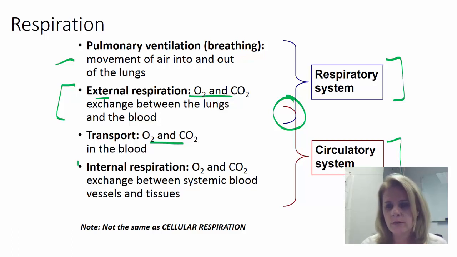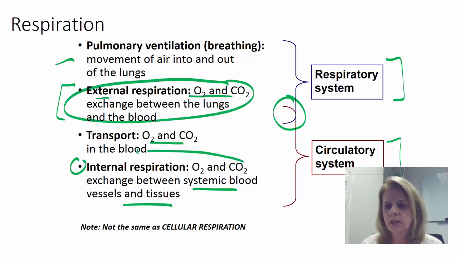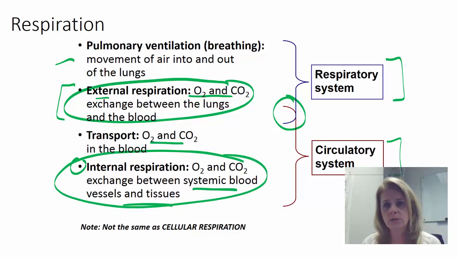For internal respiration, this is where the CO2 is going to come out of the organs into the capillary beds and back into the blood. The oxygen is going to go from the blood out of the capillary into the tissues. So this is exchange between the blood and the tissues. So this is exchange between the lungs and the blood, and this is exchange between the blood and the tissues. And it's inside. There's no contact with the outside world, so it's internal respiration.